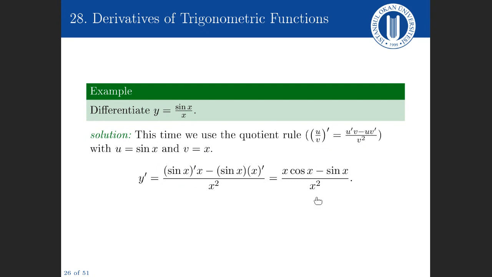I'll leave it for you to check that after we calculate these derivatives and rearrange a little bit, we get x cos x minus sine x divided by x squared. And I'm choosing to write x first and then cos second, just so there's no confusion. If I wrote cos x multiplied by x, then there's a little bit of confusion. Is it cos of x multiplied by x, or is it cos x multiplied by x? So just to make it easier to understand, I choose to write the x first.